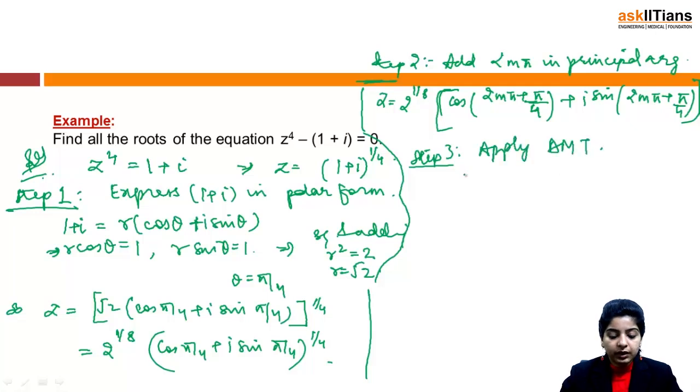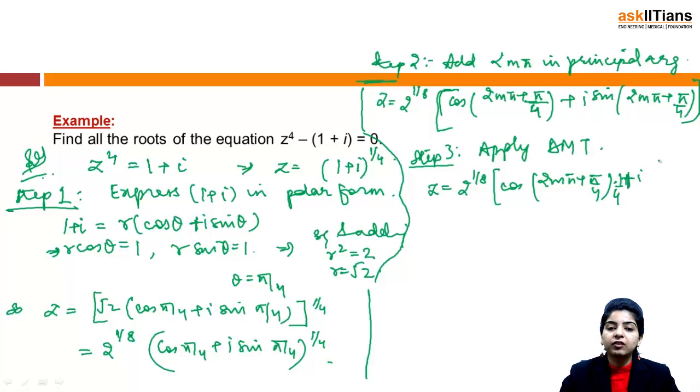What do we mean by that? z is 2 raised to 1/8, then I have cos(2mπ + π/4) plus iota sine(2mπ + π/4), and therefore I will have it all raised to 1/4. Since my power is 1/4, it will get multiplied with the angle. So I have cos of (2mπ + π/4) into 1/4 plus iota times sine of (2mπ + π/4) into 1/4.